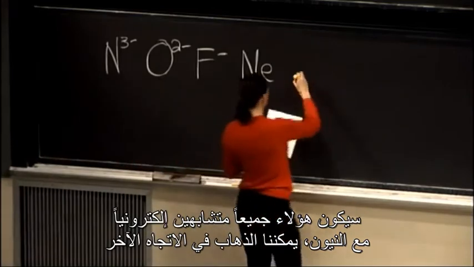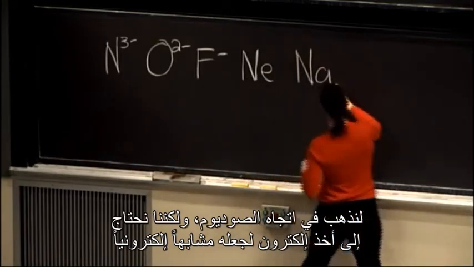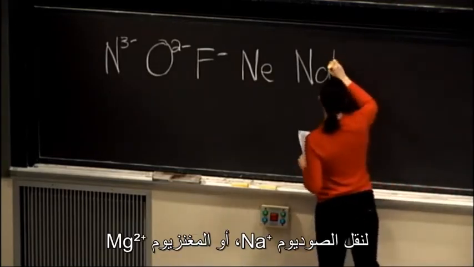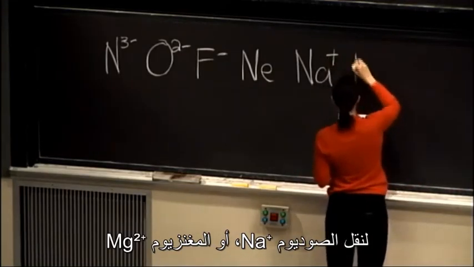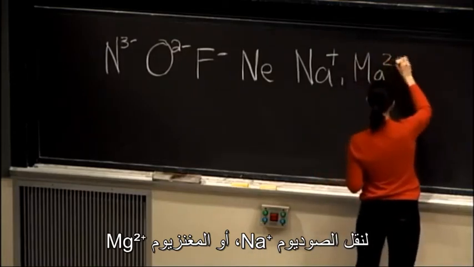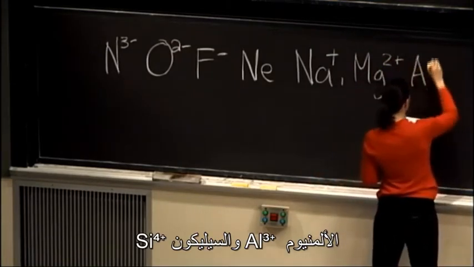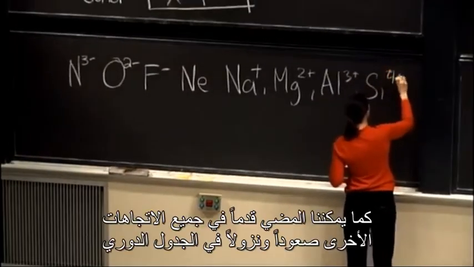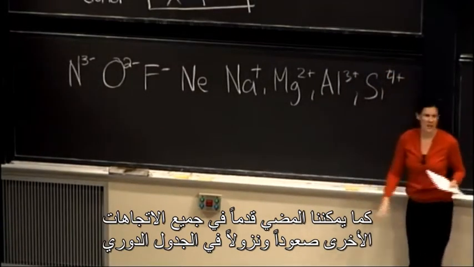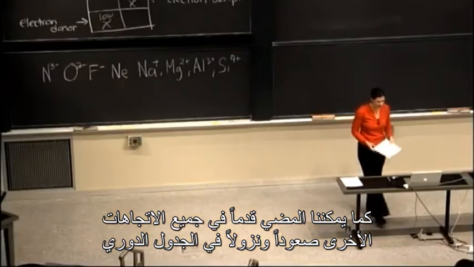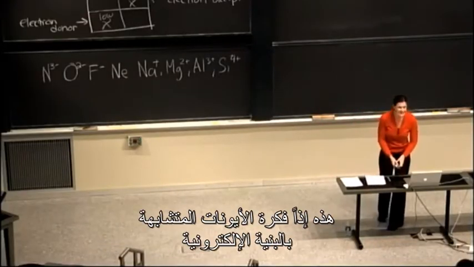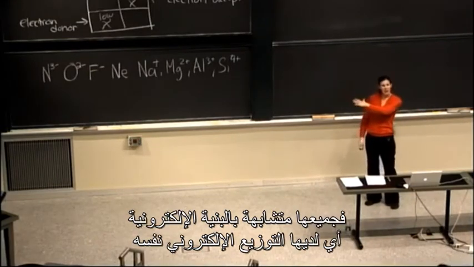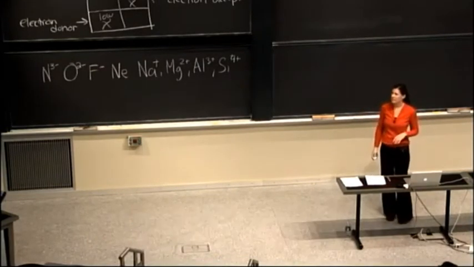We can go in the other direction. Let's go to sodium, but we would need to take away an electron to make it isoelectronic. So we would say sodium plus or magnesium 2 plus. We can just keep going: aluminum 3 plus, silicon 4 plus. And we can go on in either direction all the way across and down the periodic table. So that's the idea of isoelectronic ions. These are all isoelectronic; they all have the same electron configuration.